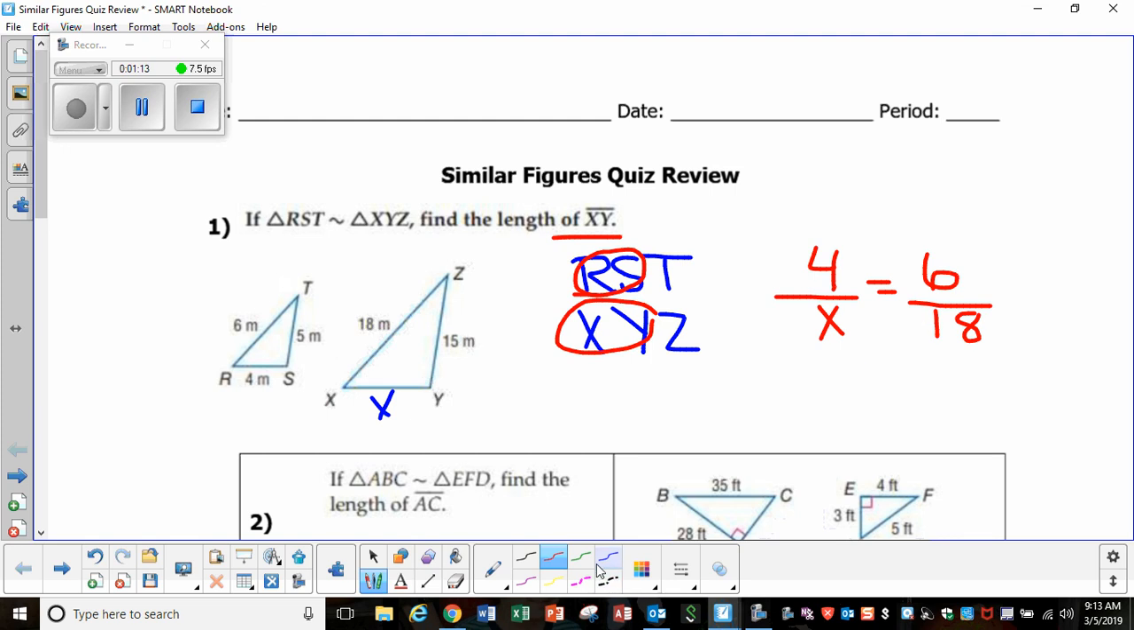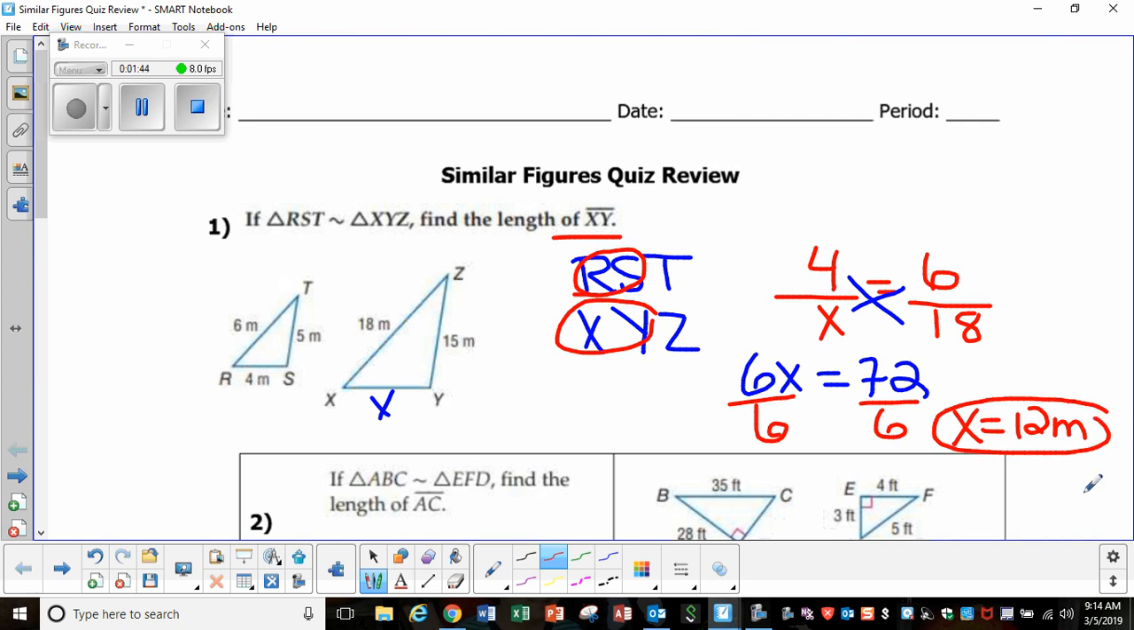So now to find X, I need to cross multiply. So 6 times X is 6X. And then 18 times 4, again, remember you can use a calculator, that's going to give me 72. And then I'm going to divide each side by 6 to isolate X. And I'm going to get that X equals 12 meters.